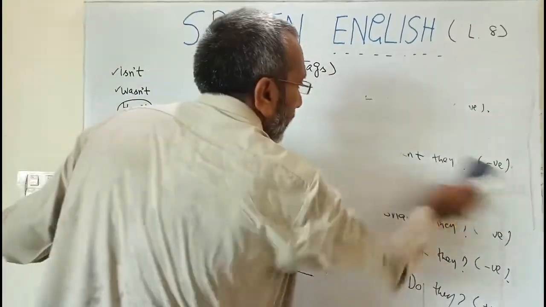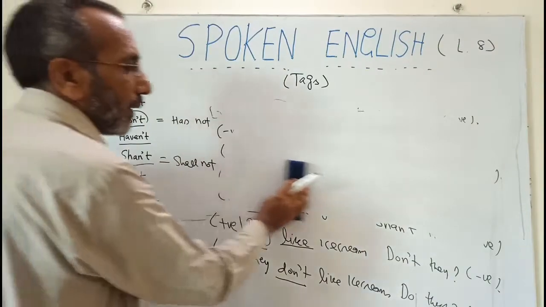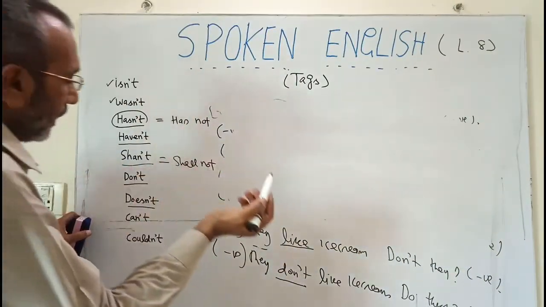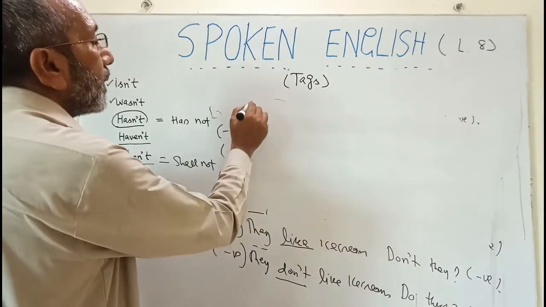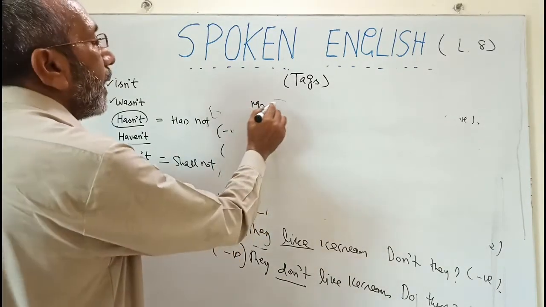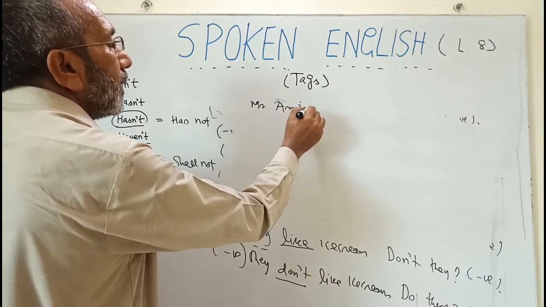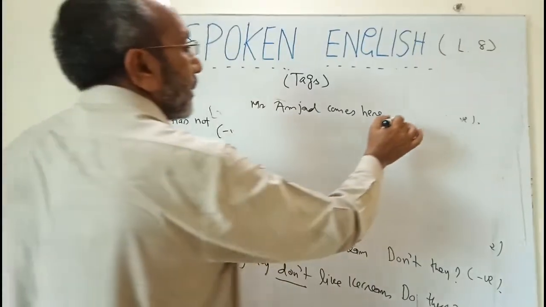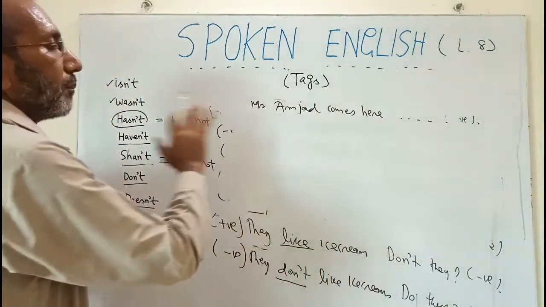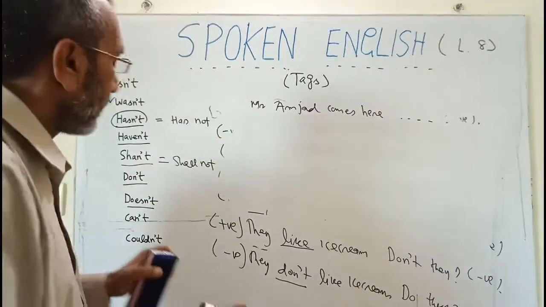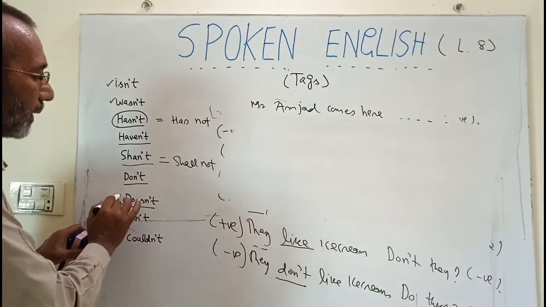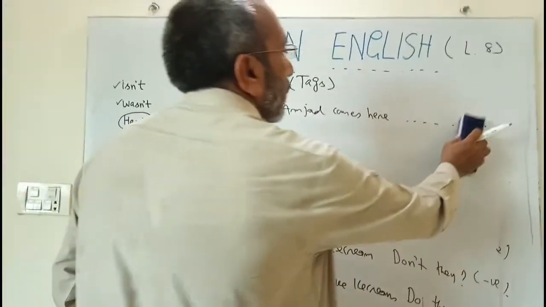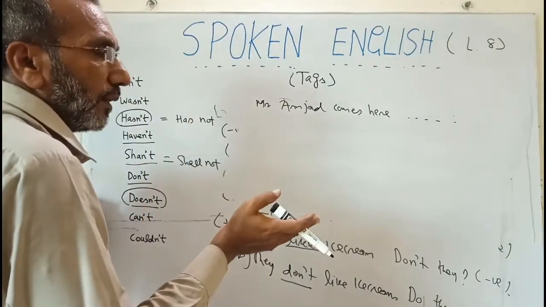So, doesn't or does, all of you know is used in the singular. If I say "Mr. Amjad comes here," and you just add a tag, this is simple once again, present indefinite tense. So the tag would be something like this. It is singular, so all of you know it should be what? We have to use this, not do.